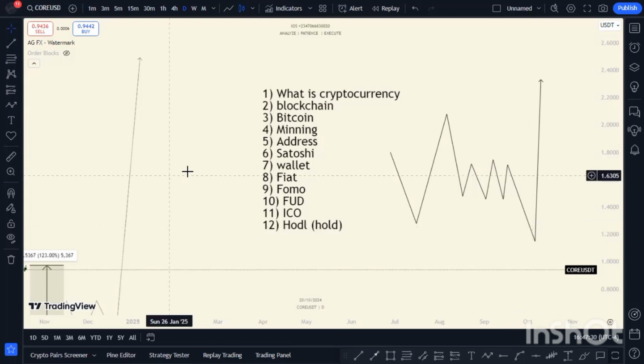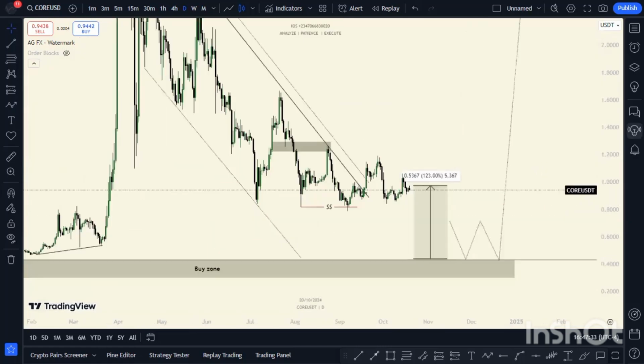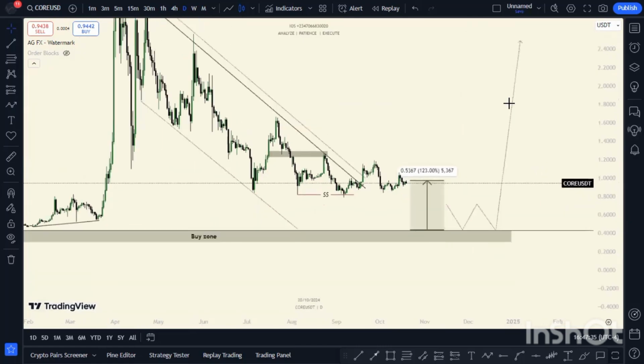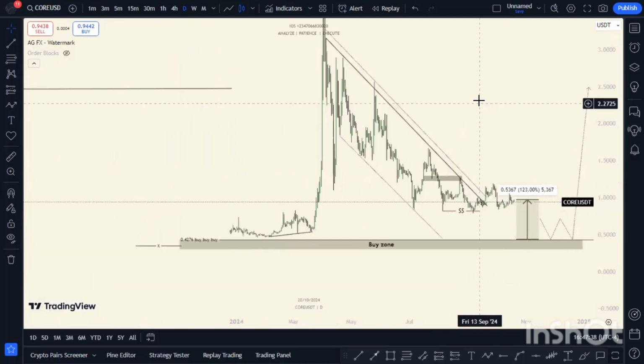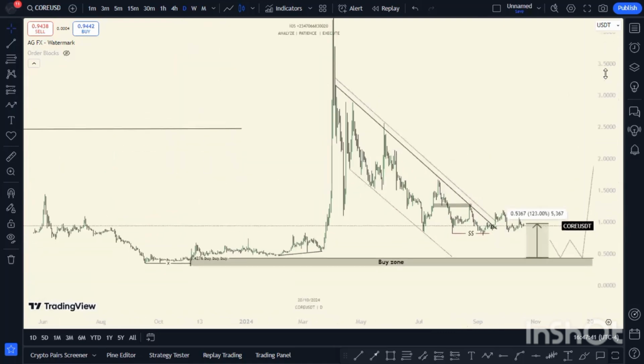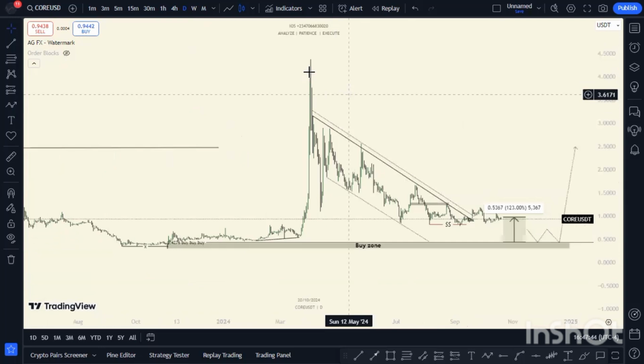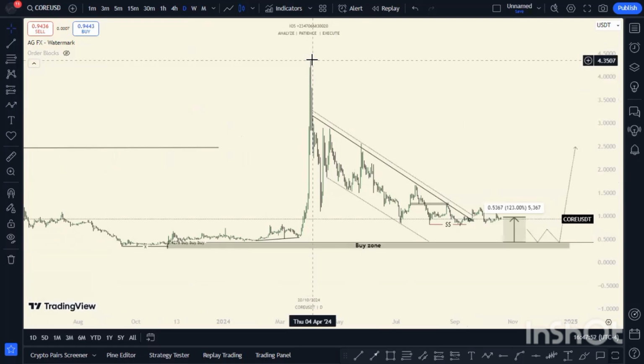Okay, now for instance, let me show you guys something. Now you see Core. This was when Core pumped so hard to $4. You can see it here. And then I said it in the group, if you can remember, that Core is going to dump, that everybody should sell off. And today, what is the price of Core? From $4 to what? 0.9.